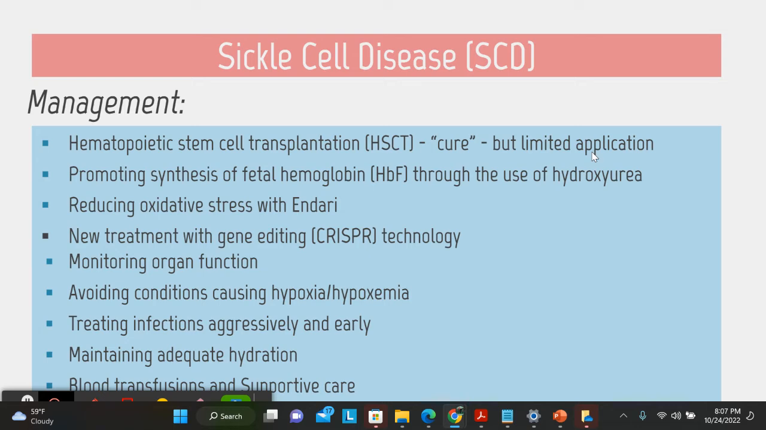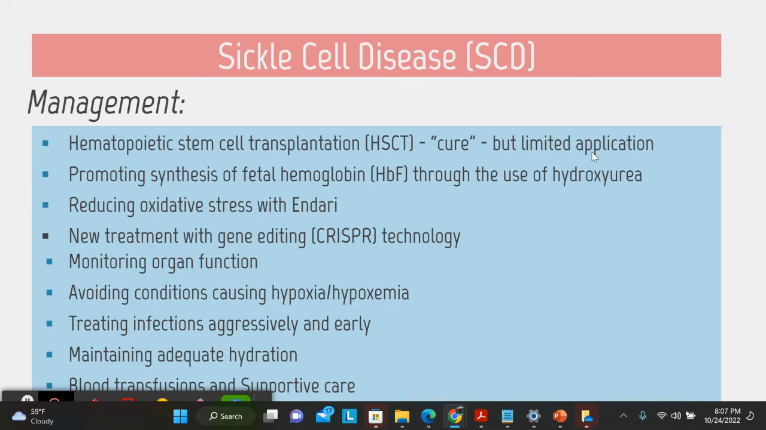Monitoring organ function, so looking at labs for kidney failure, looking at hepatic enzymes, monitoring lung capacity. That's an important part of care of a sickle cell patient, avoiding conditions causing hypoxia or hypoxemia. So you're trying to avoid that crisis moment. You create a low stress environment by hydrating the patient, preventing infection, and treating them aggressively and early.